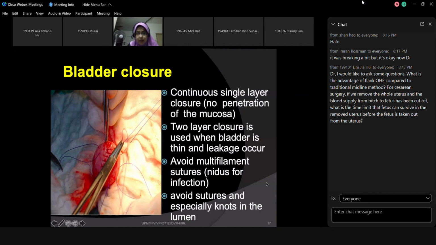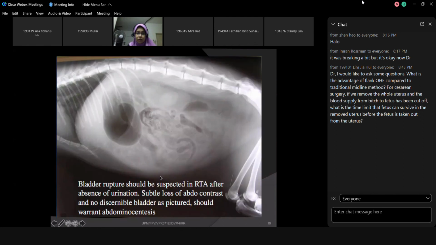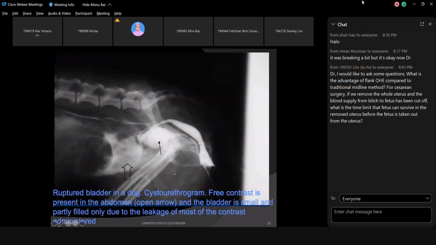One more thing is bladder rupture. Of course, taking history is very important. As a surgeon, you also need to review the history. You can also do an abdominal tap, and if this is urine, you can smell a very strong urine smell. So how to confirm? You can do a contrast study, so you can see leakage of contrast.